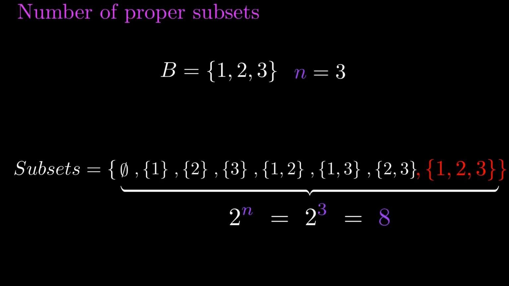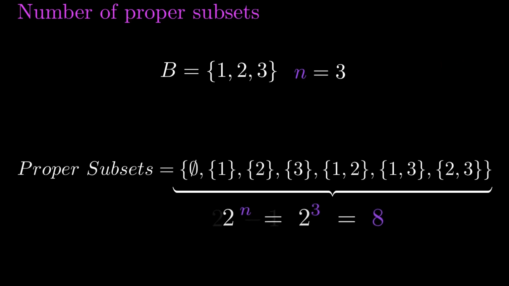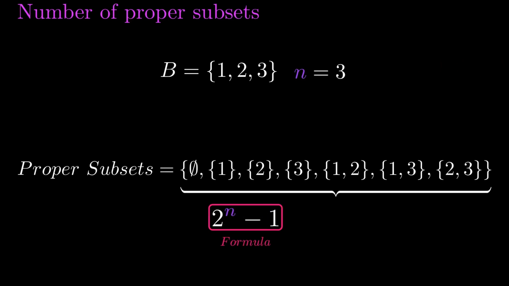Therefore, to find the number of proper subsets, all we have to do is subtract that one set, the set itself, from the total count of 2 to the power of n subsets. So the formula becomes 2 to the power of n minus 1. In our example, 2 to the power of 3 minus 1 equals 7. This means set B has 7 proper subsets.